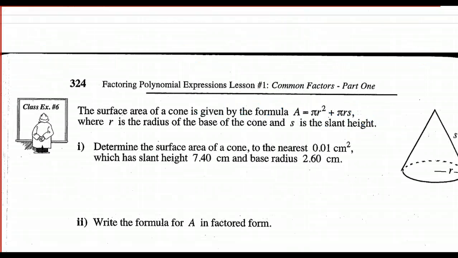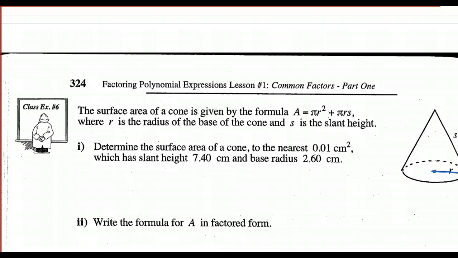Okay, let's try the word problem. Example number 6: the surface area of a cone is given by the formula area equals pi r squared plus pi rs, where r is the radius of the base of the cone. Okay, so that is the radius there. And the s is the slant height. Determine the surface area of a cone to the nearest 1/100th of a centimeter squared, which has a slant height of 7.4 centimeters and a base radius of 2.6 centimeters.